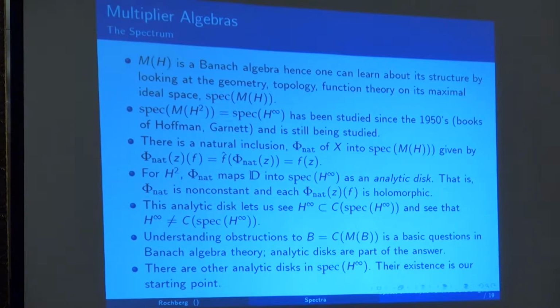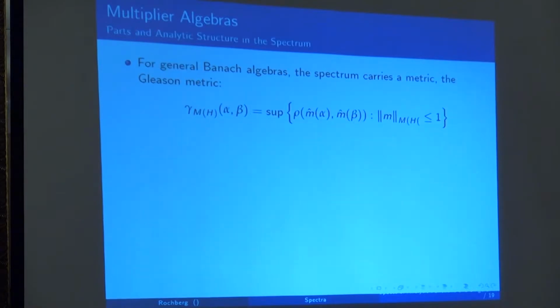There's an obvious disk inside the spectrum of H infinity, the naturally included one, and this discussion starts with the fact there are other analytic disks. There are other ways to map the unit disk into the spectrum of H infinity in a non-trivial way so that the composite functions are analytic. And I will describe their existence in a moment and how you prove it.